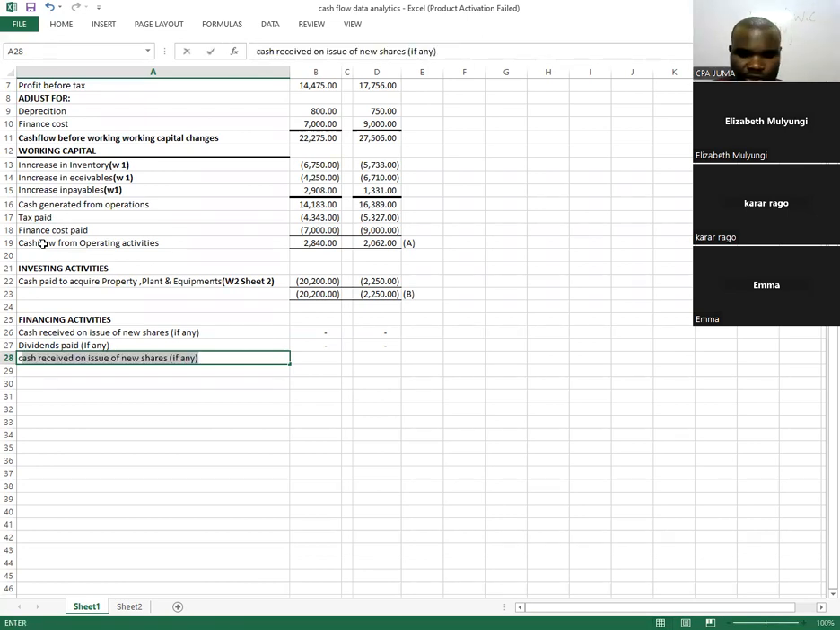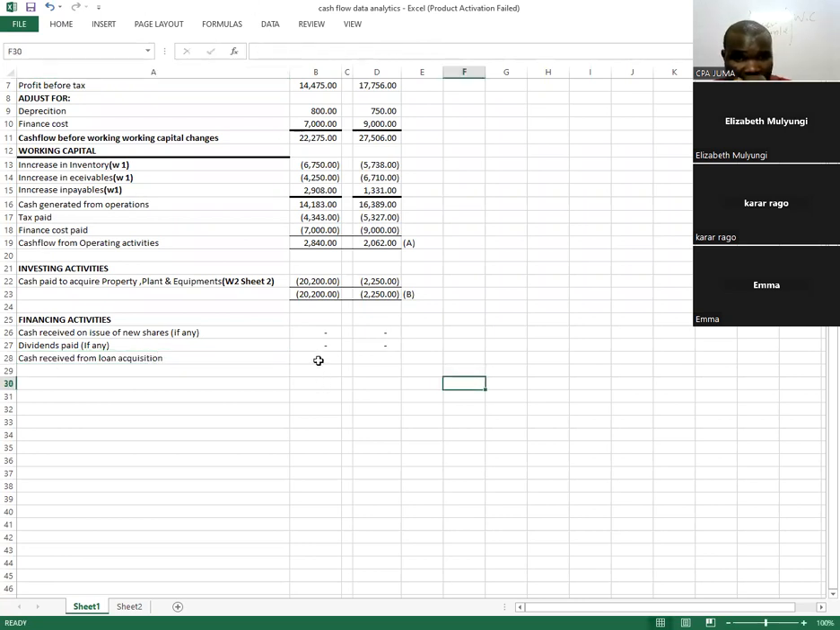So cash received from loan acquisition. These people are acquiring loans. That increase, though, you can just do with the calculator.